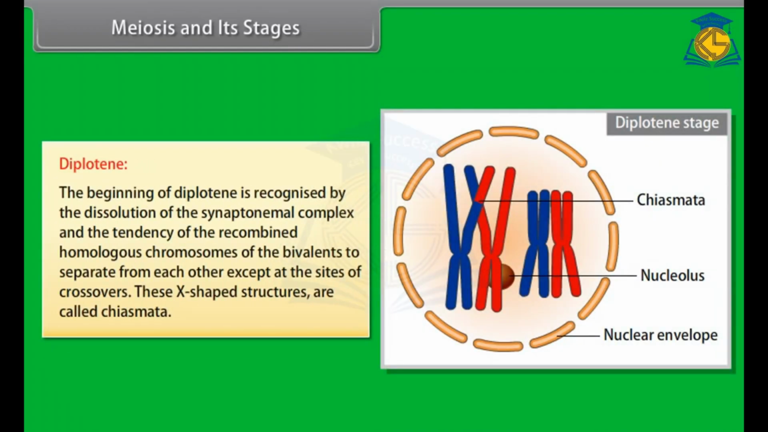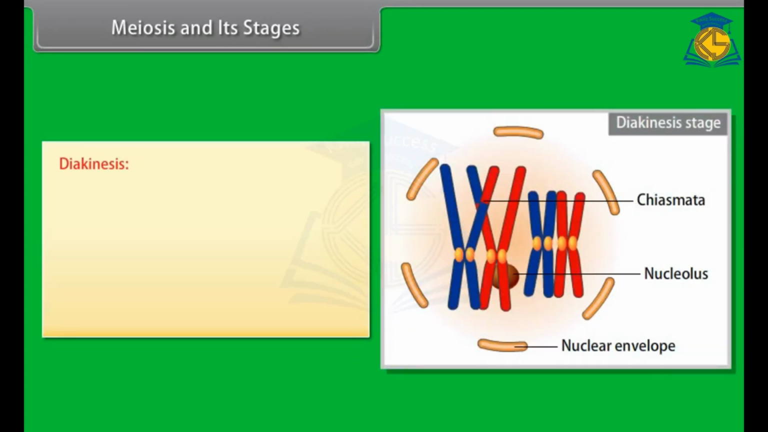The beginning of diplotene is recognized by the dissolution of the synaptonemal complex and the tendency of the recombined homologous chromosomes of the bivalents to separate from each other except at the sites of crossovers. These X-shaped structures are called chiasmata. The final stage of meiotic prophase I is diakinesis. This is marked by terminalization of chiasmata.